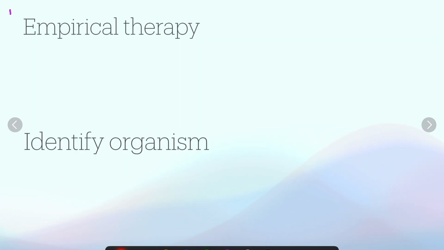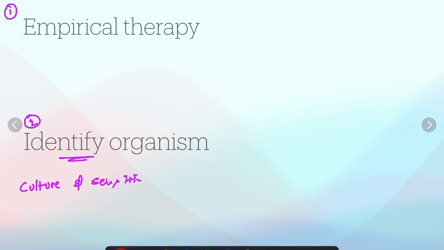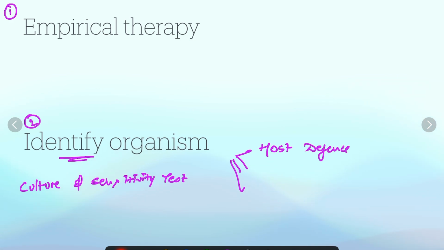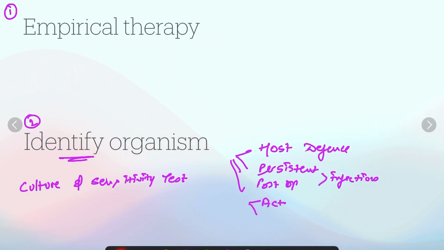First one is start with the empirical therapy, and second is identify the organism, which is done with the help of culture and sensitivity test. And this is done in cases where host defense has been compromised, in patients with persistent or post-operative infections, and in patients in which we are suspecting either actinomycosis or osteomyelitis.